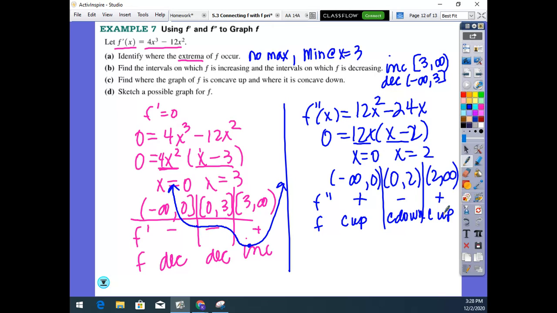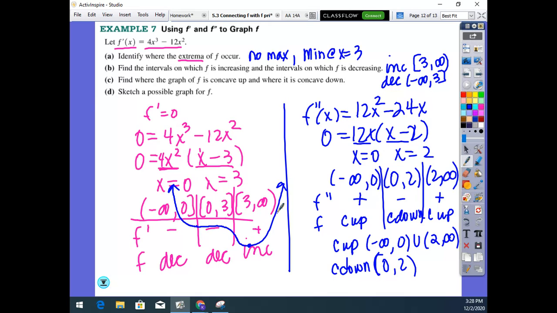All right, so where is it concave up? It's concave up from negative infinity to 0, union with 2 to infinity. Concave down from 0 to 2. And our possible sketch is just this right here. So notice it says concave up, concave down, concave up. So that kind of matches.